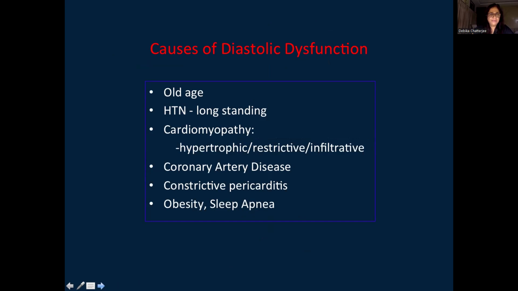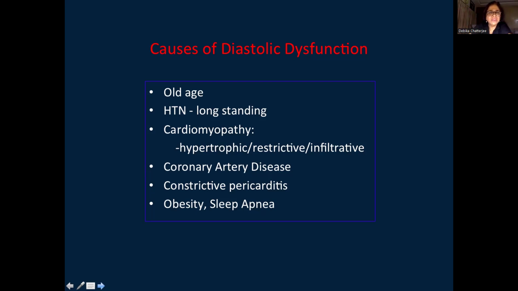where old age is at the top of the list. Mind it, the old age. In old age, the relaxation is always impaired. As the patient becomes older, over 45 years, even without any predisposing cause, there will be impaired relaxation. So we may get an impaired relaxation pattern in older patients, but the same pattern, if we get it in a younger patient, is abnormal. But for an old man, getting an impaired relaxation pattern is a normal physiological finding.